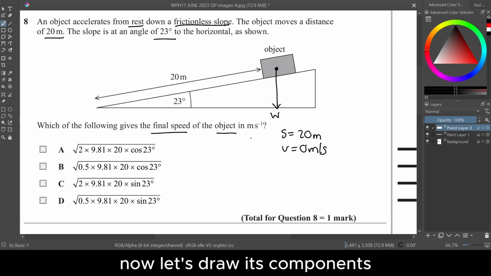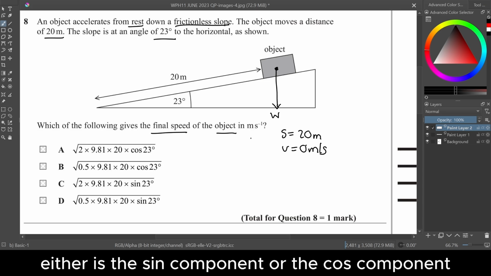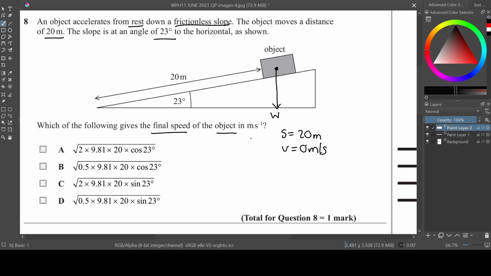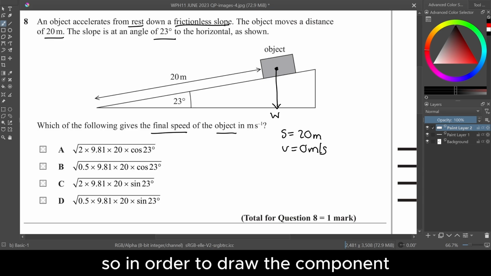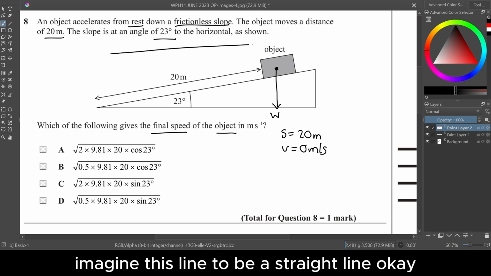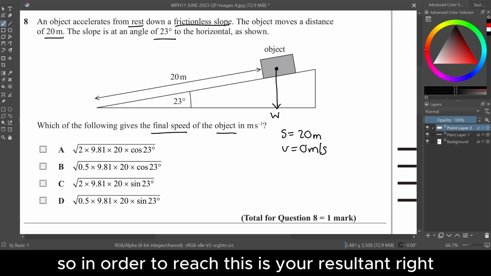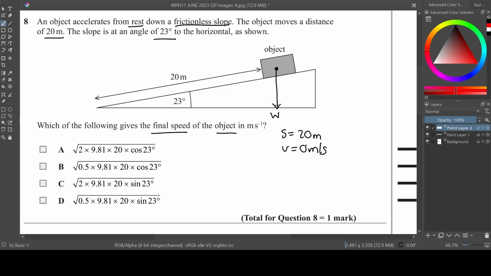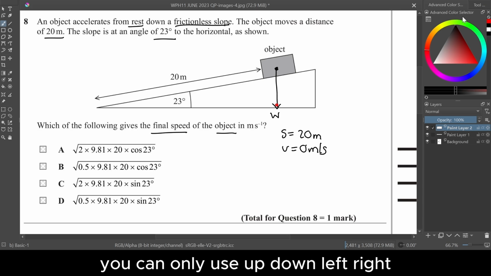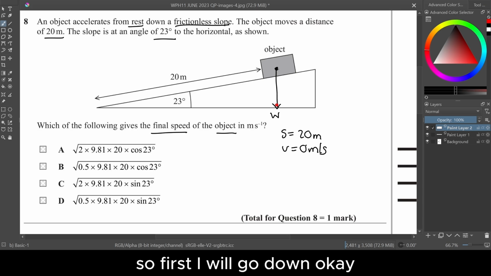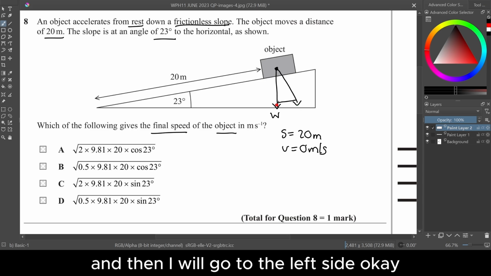Now let's draw its components, right? To understand further which component is the sine component and which is the cos component, let's first figure that out, okay? So in order to draw the components, imagine this line to be a straight line, and then you will be able to draw the components. This W is your resultant line, okay? So you need to reach here. You can only use up, down, left, right. So first I will go down, okay? And then I will go to the left side, okay?